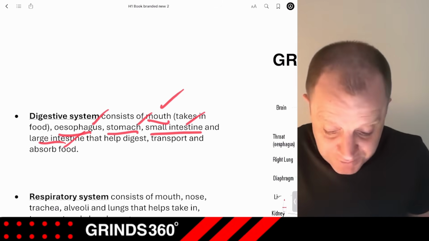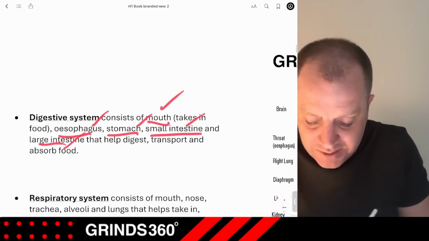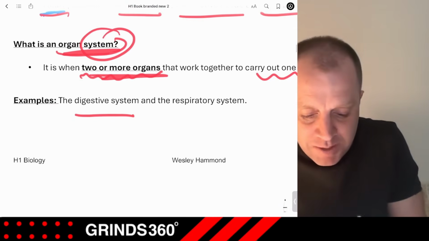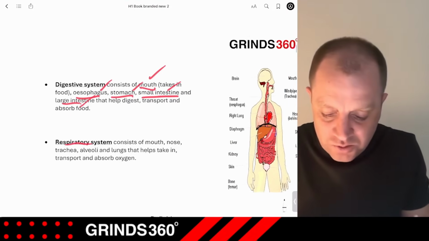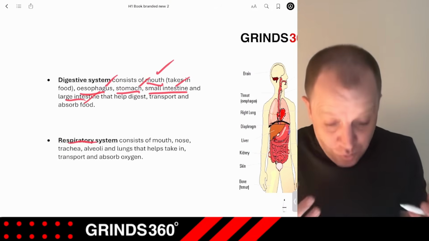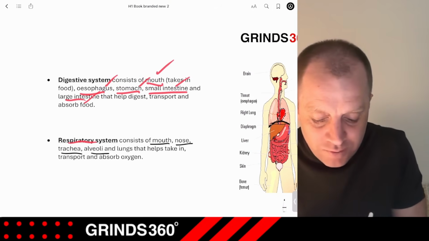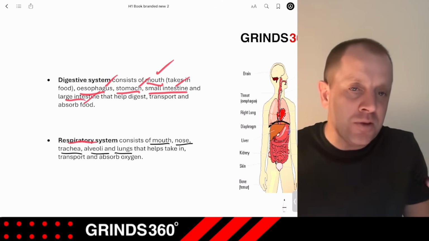Okay? Perfect. And look at another system. Another system is the respiratory system. If it's a system, that must mean it's made up of 2 or more organs that work together to carry out one or more functions. So the respiratory system, that's your breathing system. It's made up of your mouth, your nose, your trachea, your alveoli, your lungs. These are all organs that make up that system.